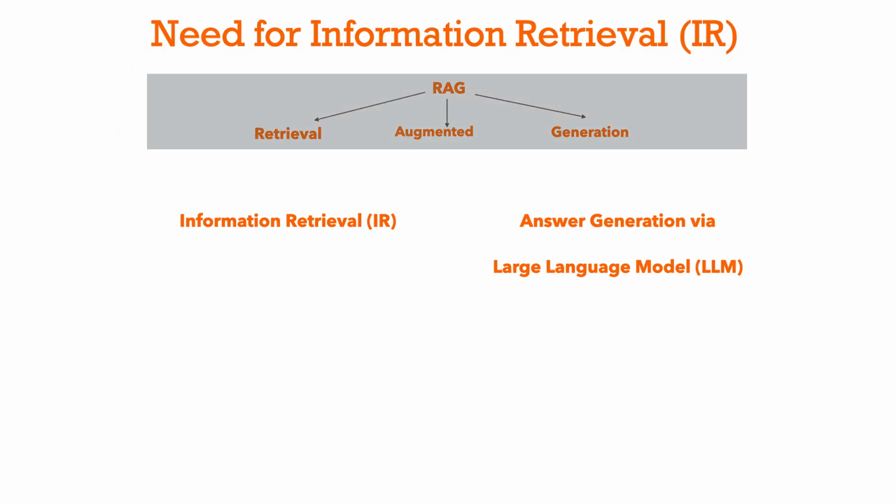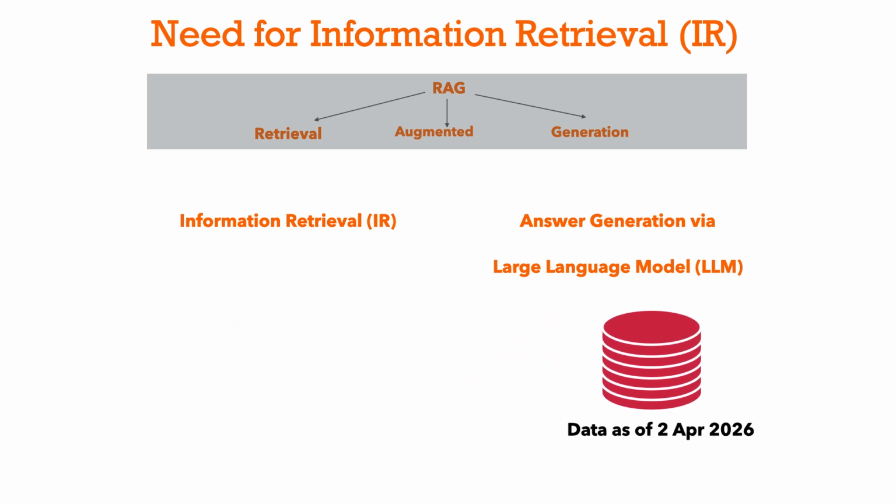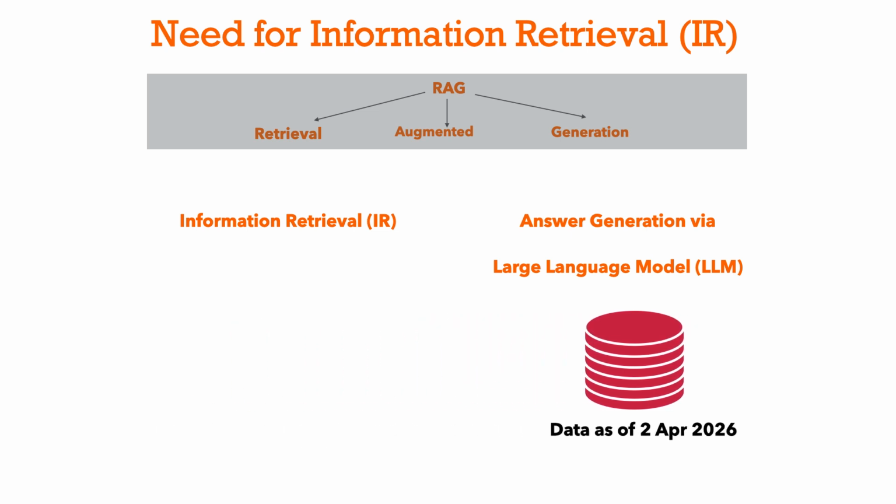Since LLMs are powerful reasoning machines built on extremely large amounts of data, why do we still need an IR? LLMs are built on static knowledge, based on the cutoff date the LLM was last trained on. In this example, the LLM was trained on data as of 2nd April 2026. Next, we run through a few example scenarios where an IR is needed to complement the LLM.